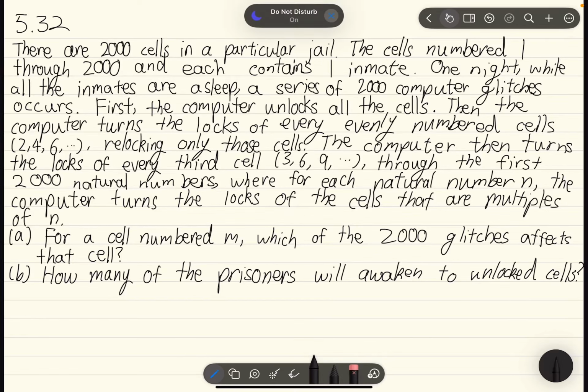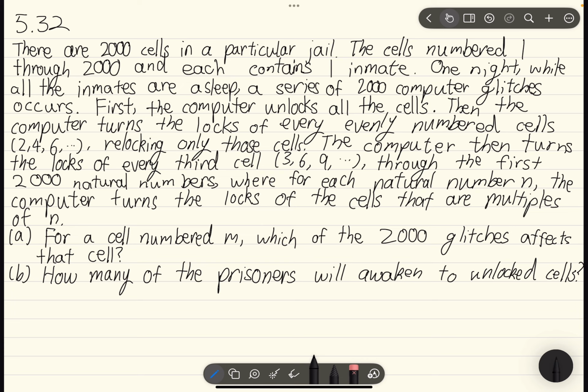Let's talk about AoPS Introduction to Number Theory 5.32. There are 2,000 cells in a particular jail. The cells are numbered 1 through 2,000, and each contains one inmate. One night, while all the inmates are asleep, a series of 2,000 computer glitches occurs.